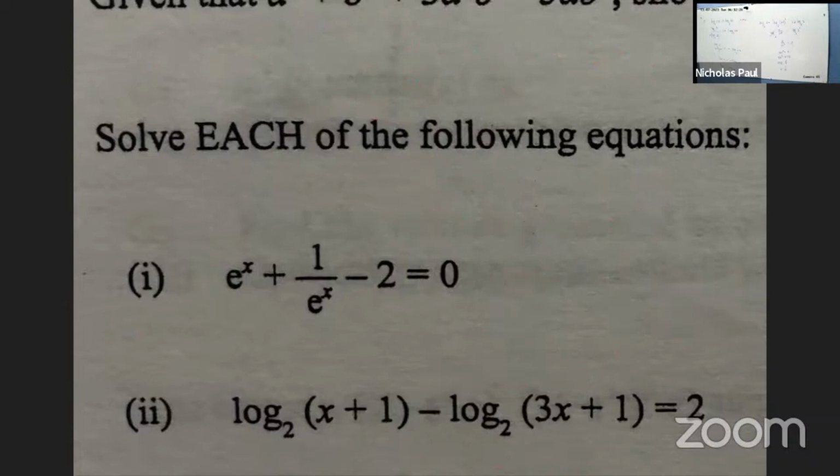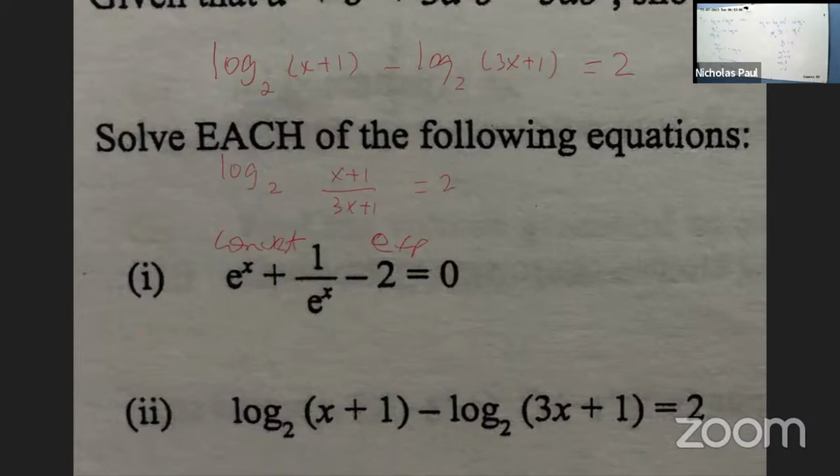Next one, we have log base 2 of x plus 1 minus log base 2 of 3x plus 1 is 2. This one is easy because they're both in the same base, right? Same base, subtract, we divide. I'm just going to try the next technique here. I'm going to convert to exponential form. So I'm going from logs to exponential, just doing the reverse, just to give you a different technique.